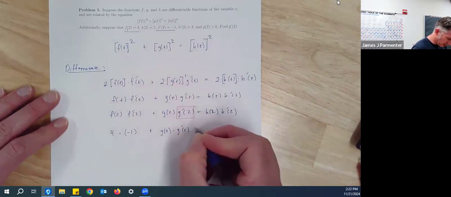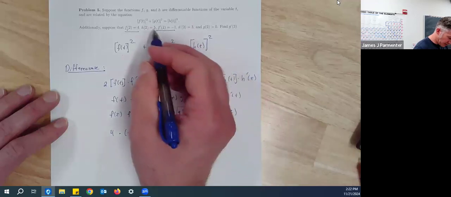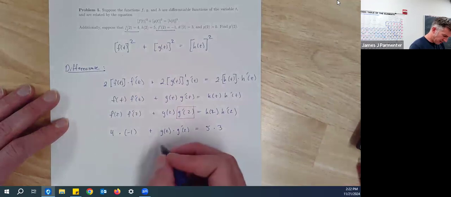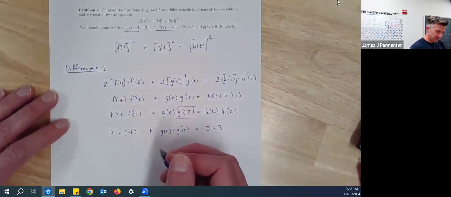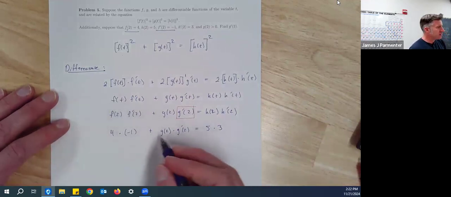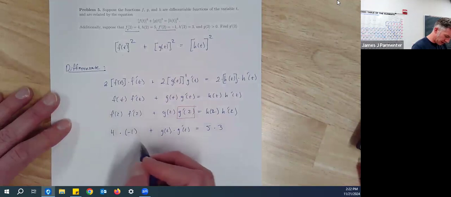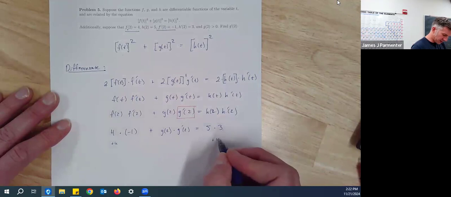A little worried. Oh, well. h of 2 is 5. h prime of 2 is 3. So I have that. Ah, that's tricky. I'm not sure how we're going to do this here. But continuing on this way, pretending like I don't know what I'm doing, I'm going to say, well, that's a -4. So I'm going to add 4 to both sides. So 5 times 3 is 15 plus 4 is 19.